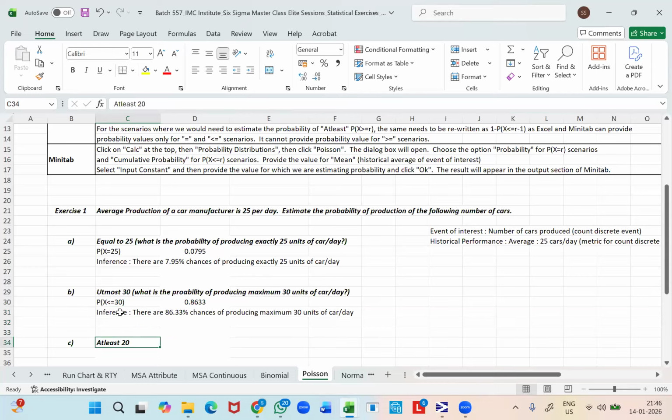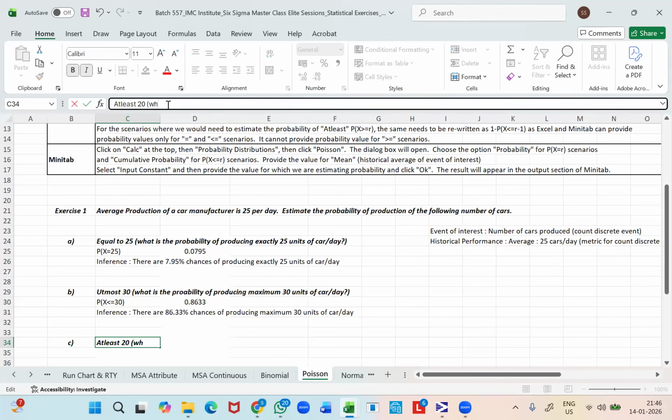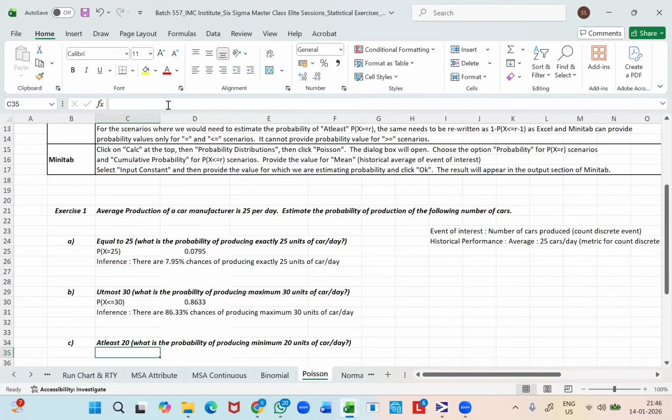And then the third section says at least 20. What is the meaning of this? What is the probability of producing minimum 20 units of car per day? So that is the meaning of at least 20.